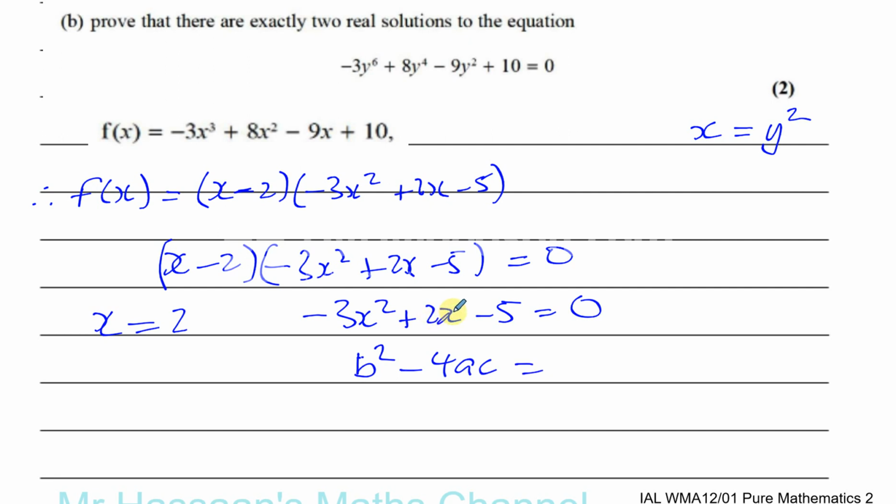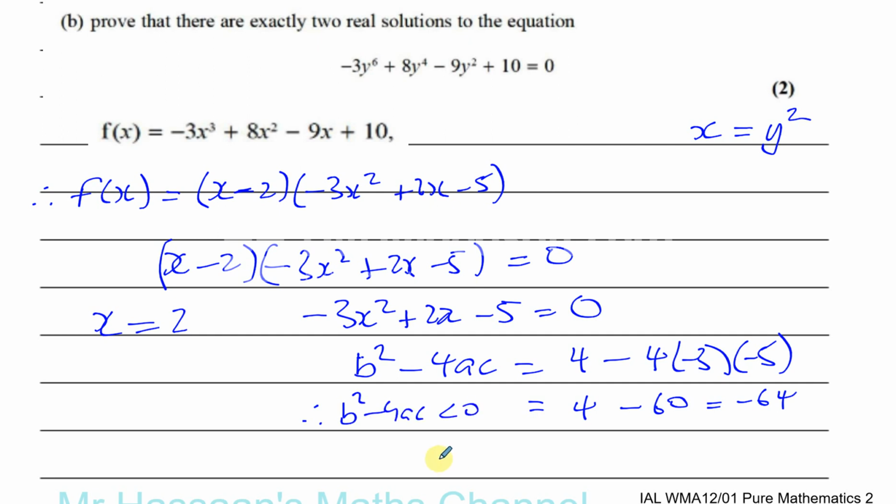So b is the coefficient of x, so that's 4 minus 4 times a, which is minus 3 times minus 5. So it looks like we're going to get no solution, because you're going to have 4, and that's going to be minus, well, that's 20 minus 60, so that's going to be negative 64. So therefore, b squared minus 4ac is less than 0. So this part, minus 3x squared plus 2x minus 5 equals 0, there's no solution.